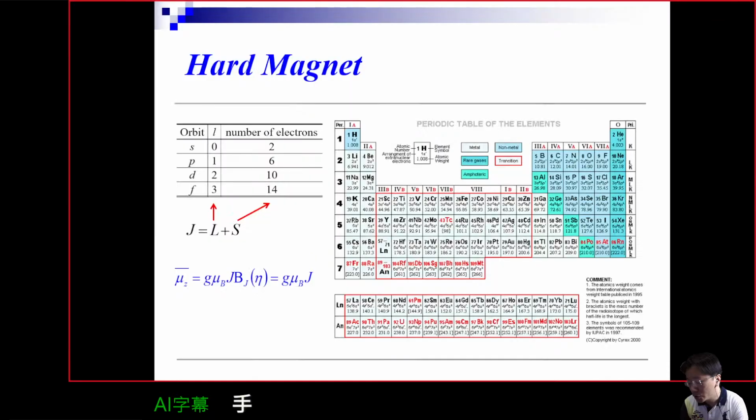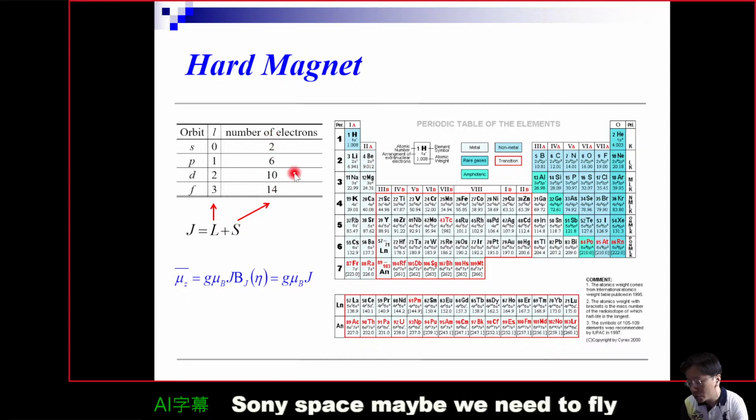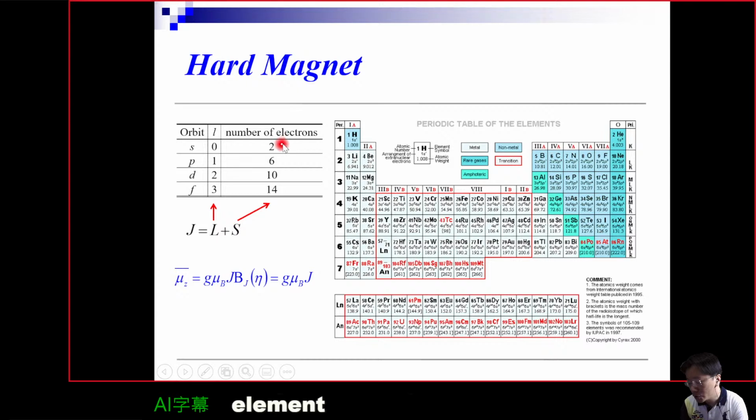So in this case, maybe we need to find the element that contains a half-filled shell. For example, we need to find the element that has an F orbital but only 7 electrons. So this gives you a direction for how to look for a strong magnet.